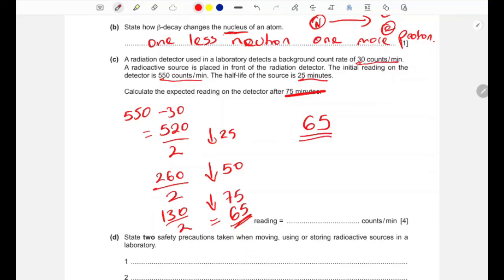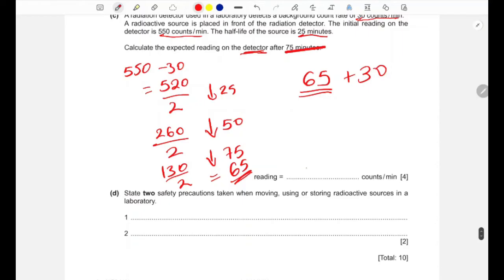Now we're asked the expected reading on the detector. So we also have to account for the background radiation. So that means it's going to be 65 plus the background radiation, which is 30, and our final answer is going to be 95 counts per minute.